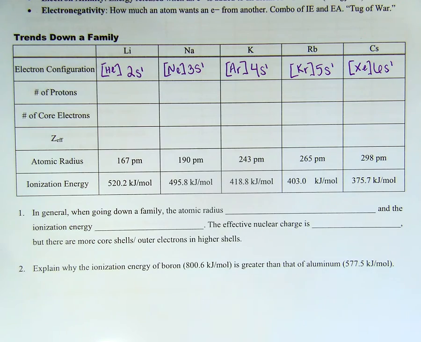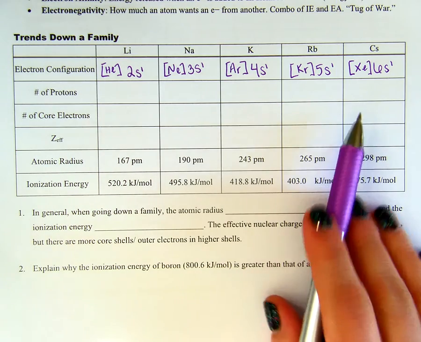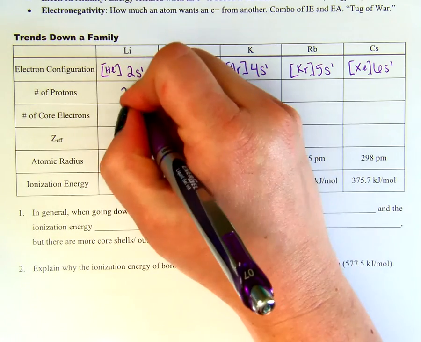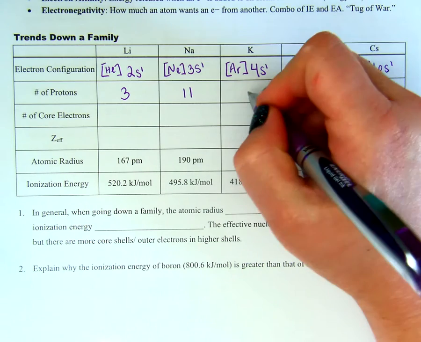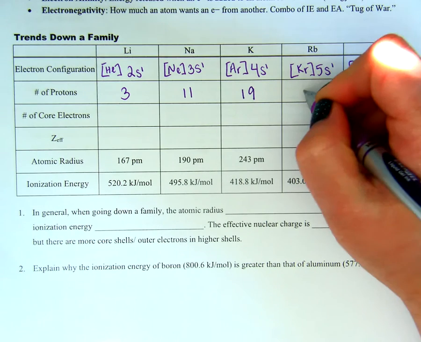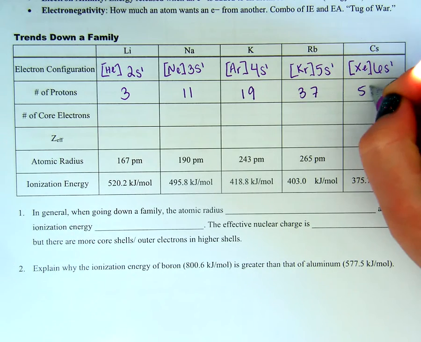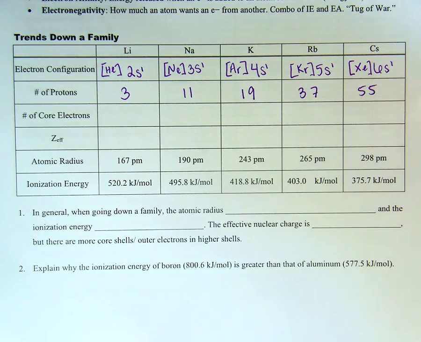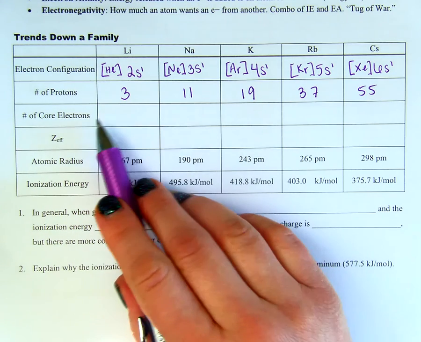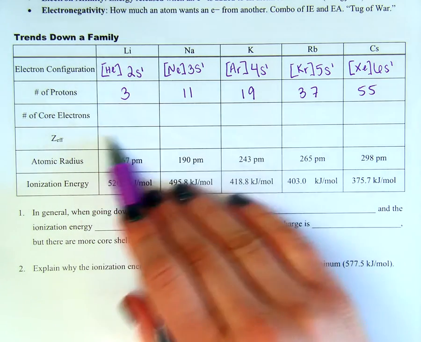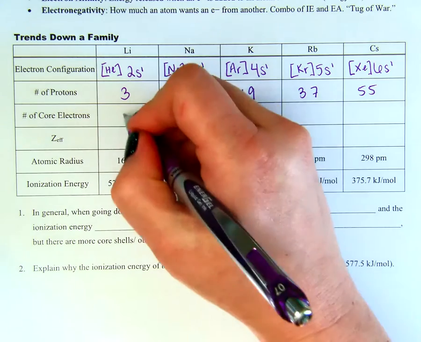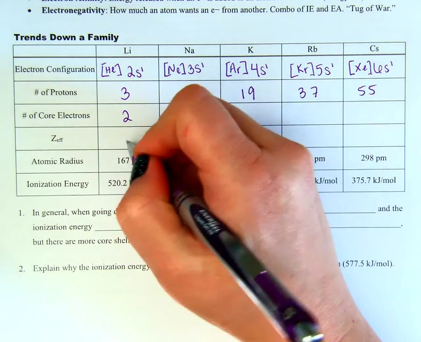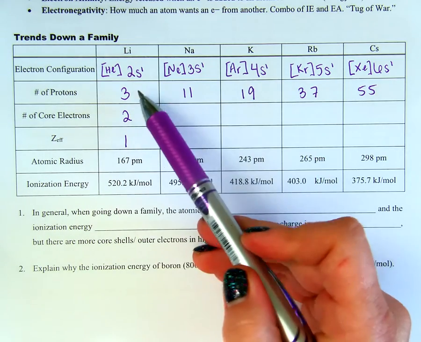So how many protons do these have? Well, it's the same as the atomic number on the periodic table. So reading those off, I have 3, 11, 19, 37, and 55 for cesium. How many core electrons do these have? Well, for lithium, we have 2 core electrons, and our Z effective is going to be 1. So we have a total of 3 electrons here.